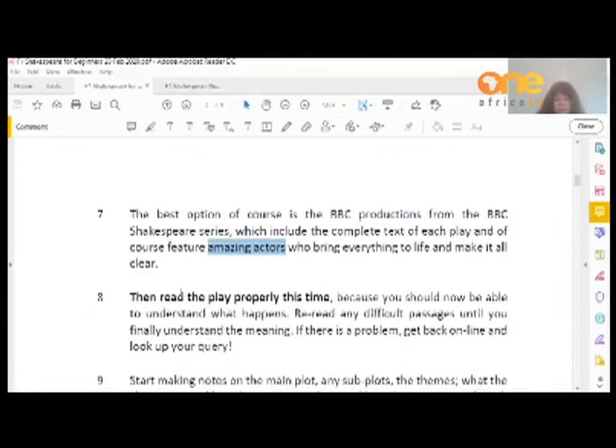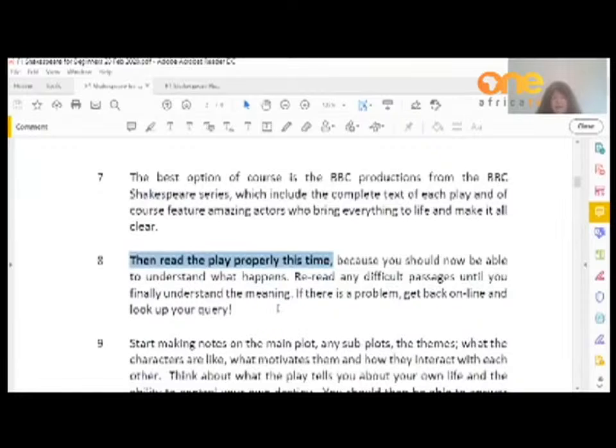Right. So once you've done all that, looked at a movie, got familiar with the characters, you know the plot, then you should get around to reading the play properly, because you should be able to understand it a bit better. Anything that's very difficult, reread it. Okay?